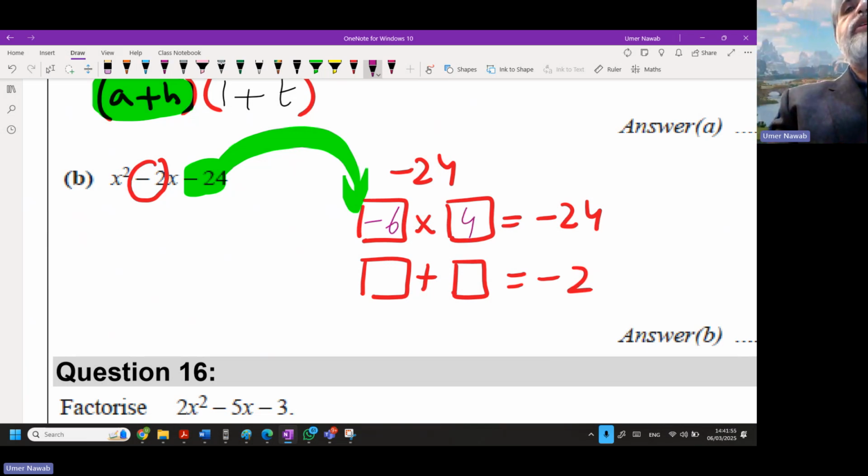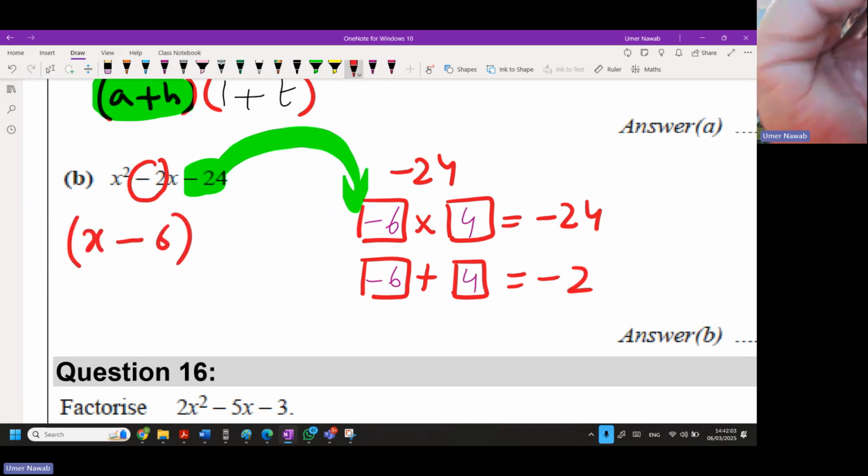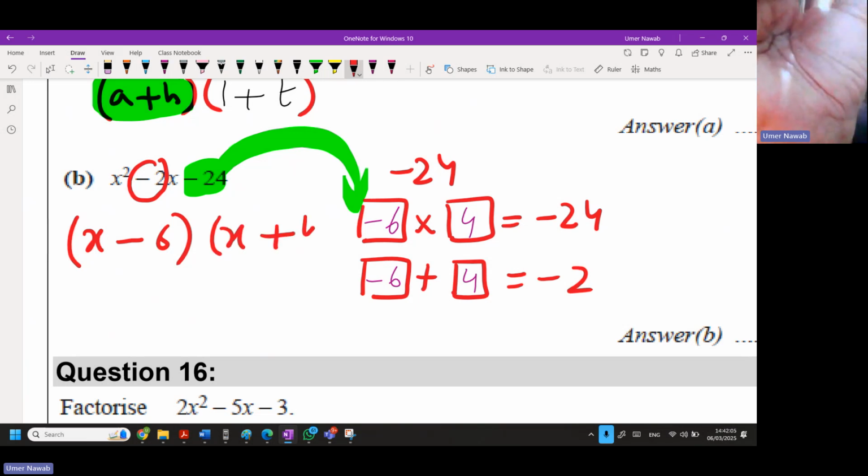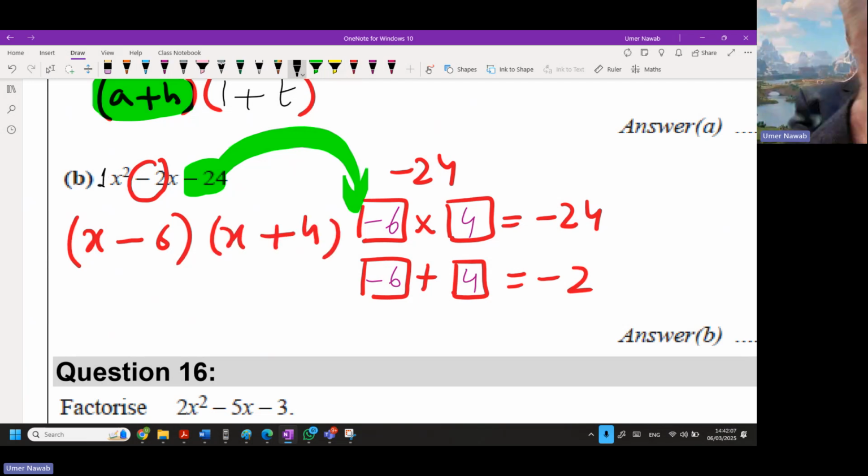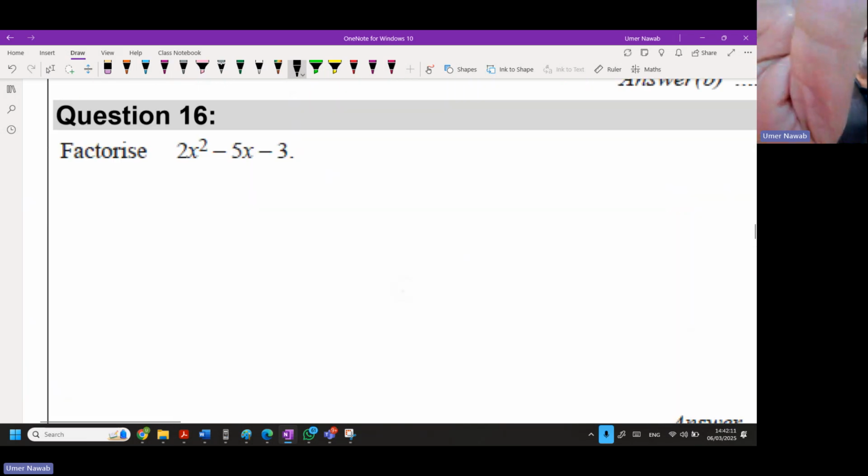Minus 6 times 4 gives you minus 24, and minus 6 plus 4 is going to give you 2. So what are the two factors? x minus 6 and x plus 4. What is the coefficient I have? 1, so divided by 1, divided by 1. So that's the final answer I am going to get.